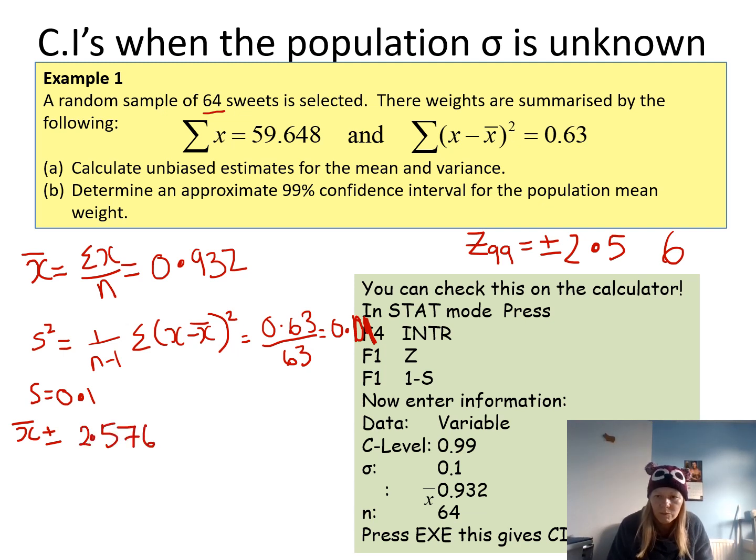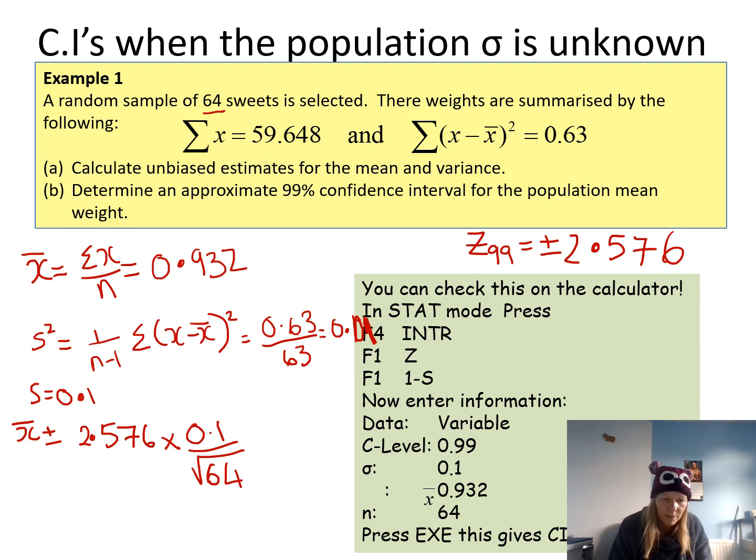So that'll be that number there, 2.576, times standard deviation, which is 0.1 over root n, which is root 64. I could do that one in my head and get it right. Feel confident there. Right, if you do all that, you'll get your limits for your estimates of mu.